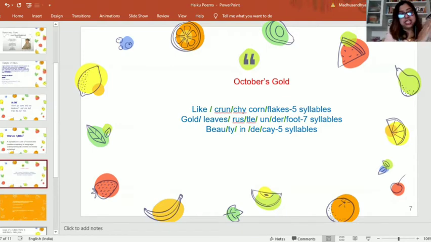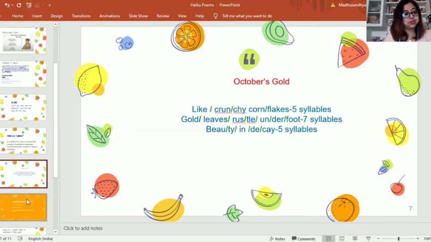Like crunchy cornflakes. So there are 5 syllables. Gold leaves rustle underfoot. So now there are 7 syllables. Beauty in decay. So again, there are 5 syllables. Now this needs practice. If you have not done it before, you can do that. Syllables are easy to break. All you need to do is practice. So you take small poems, or you could take haikus, and you break the syllables and practice.